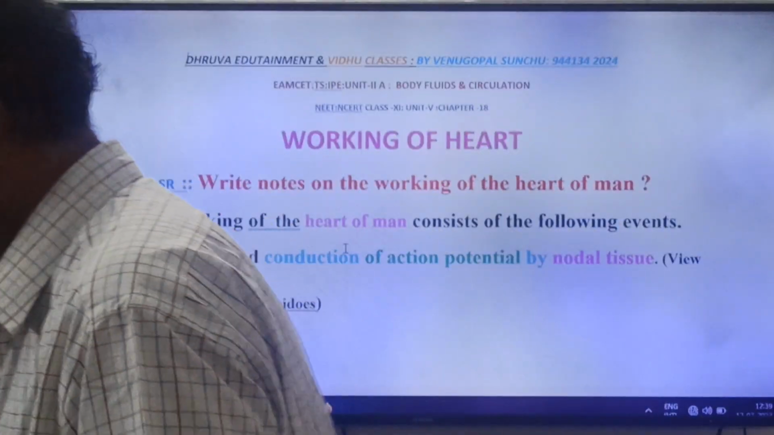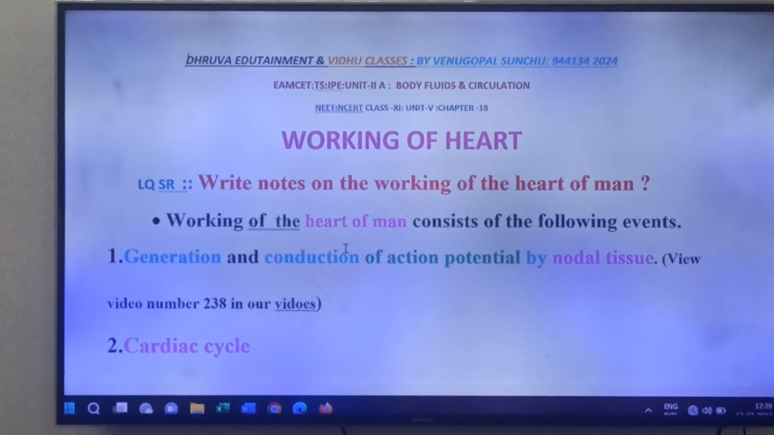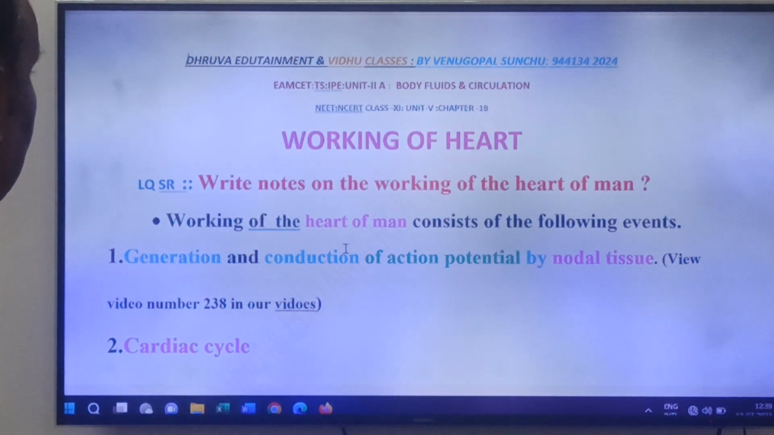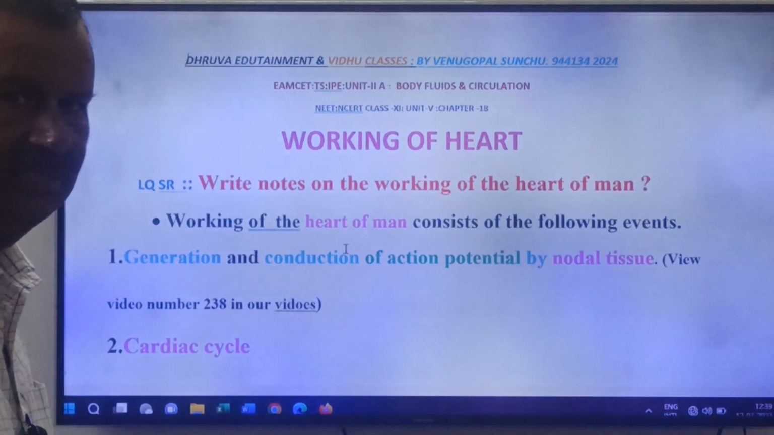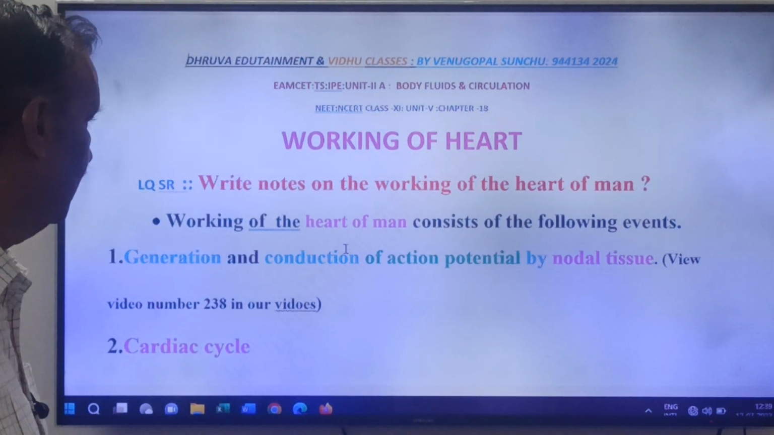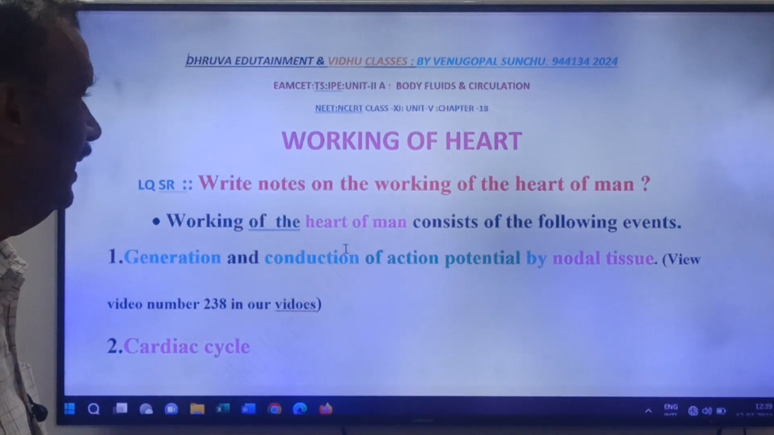Friends, this video is on the working of the heart. Write notes on the working of the heart of man. This question is from Unit 2A of Intermediate Second Year, from Body Fluids and Circulation. In NCERT, it is Class 11, Unit 5, Chapter 18. What is that question? Working of the heart. It is a very, very important question. Write notes on the working of the heart of man.